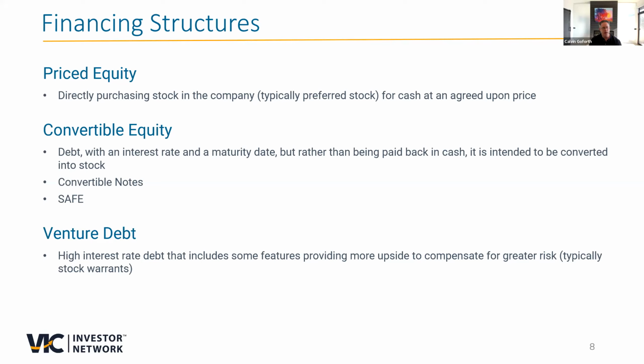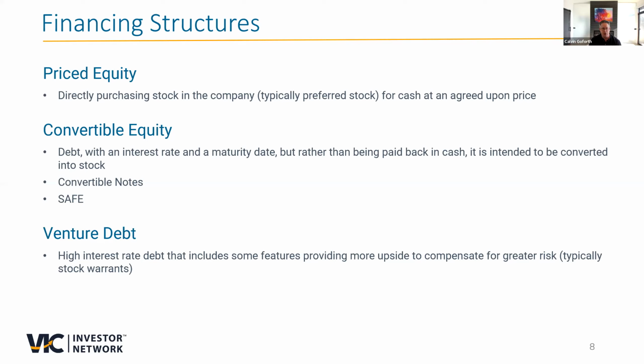Sometimes you'll see convertible equity, which is debt with an interest rate and maturity date. But rather than debt that's going to be paid back in cash, it's intended to be converted into stock upon a qualified financing. And a qualified financing means a pre-specified financing round that's expected to come later. Within the convertible equity category, there's two primary formats you see.